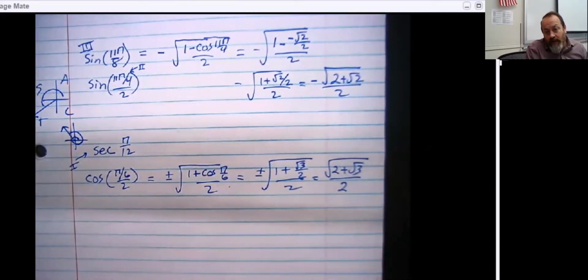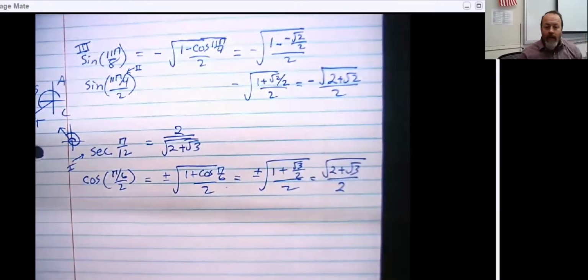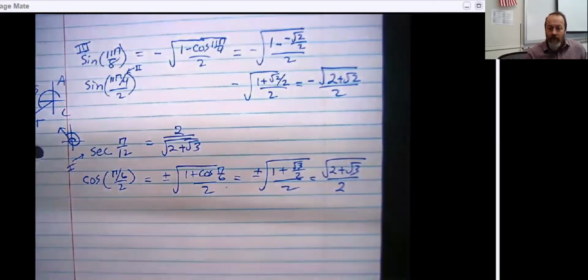But keep in mind, I was looking for the secant, not the cosine. So I'm just going to flip that thing over. And like I said, this is kind of an ugly looking answer, but that'll be okay. I'm just going to leave it like that and call that information good enough.